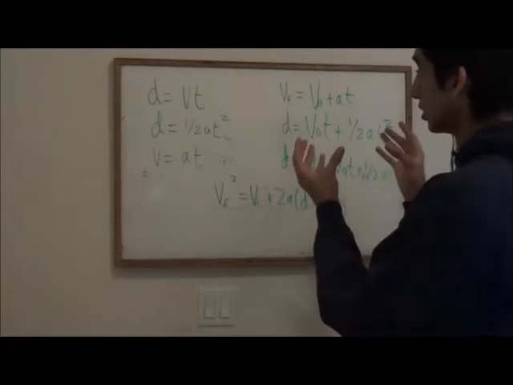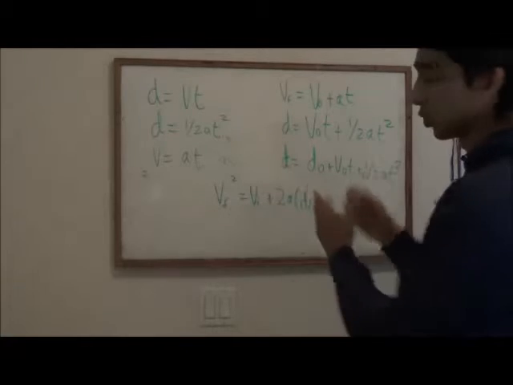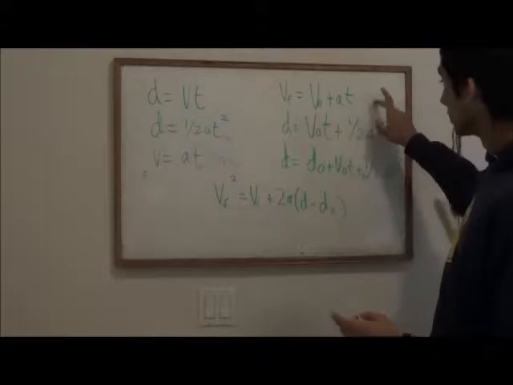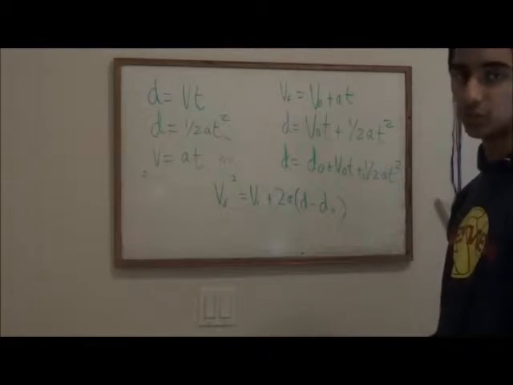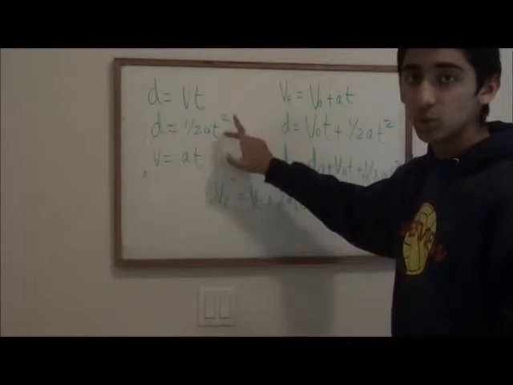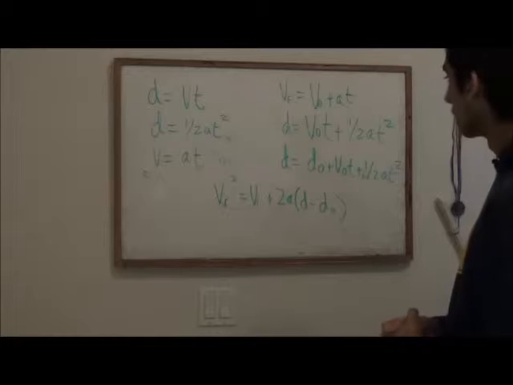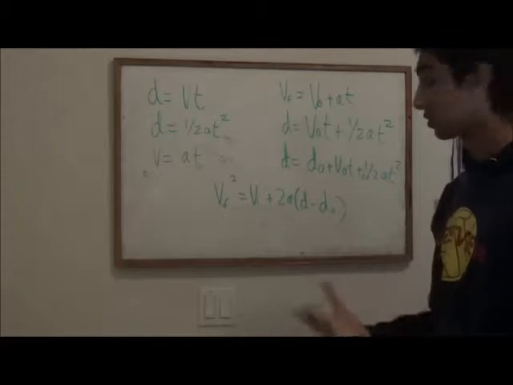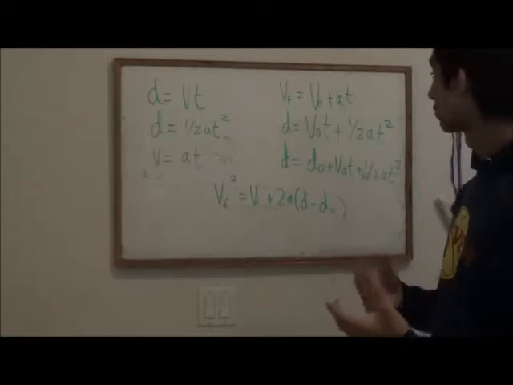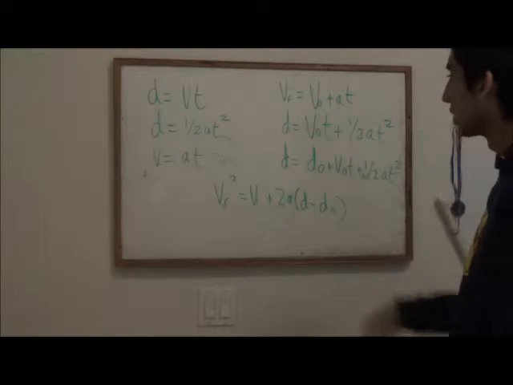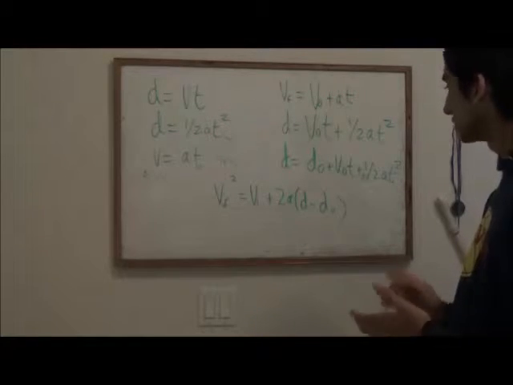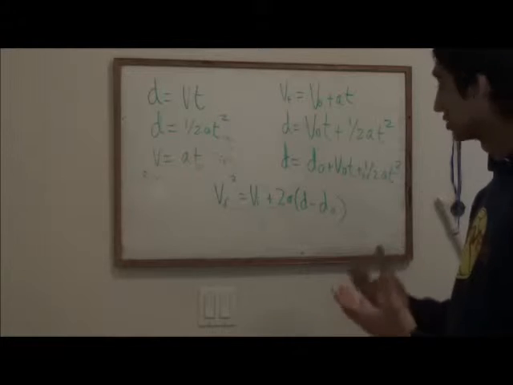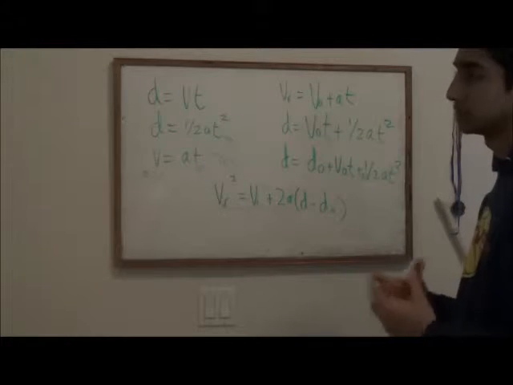So, in this learning target, these equations are very important to solve motion problems. Mostly these three equations are used. So I'll run you through these equations. Here is VF, which is the final velocity, equals VO, which is the original velocity, plus AT, acceleration times time. Here is distance equals VOT plus half AT squared. And then you have D is equal to DO, original distance, plus VOT plus half AT squared.